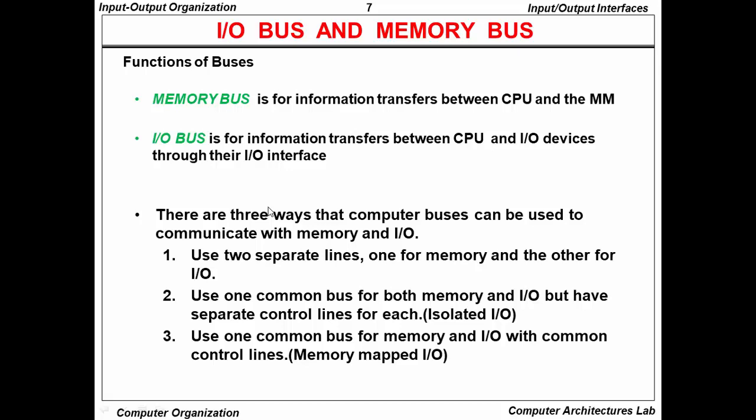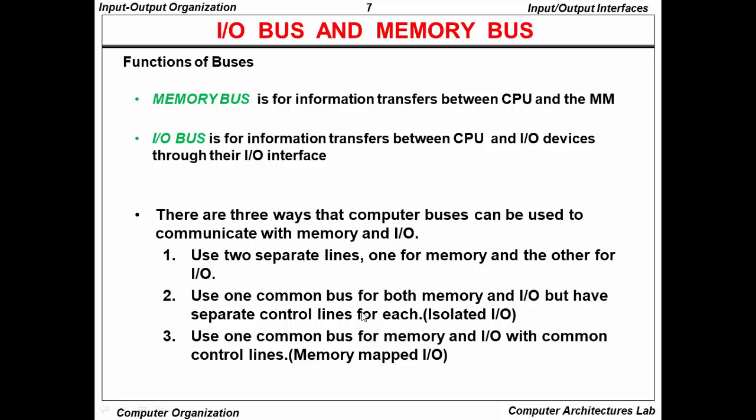What kind of implementations for the buses are available in different computers? Some computers use two separate lines, one for memory and one for IO. So the processor is connected to memory through memory buses. If I am talking about a bus, then that bus consists of three different lines: data line, address line, and control line. There is a separate dedicated bus for communication between the CPU and memory, and a separate one between the processor and peripheral devices. So two separate lines, one for memory and the other for IO devices.